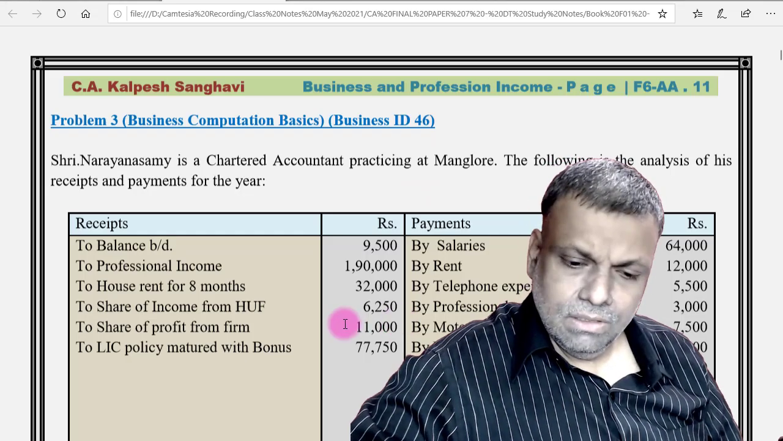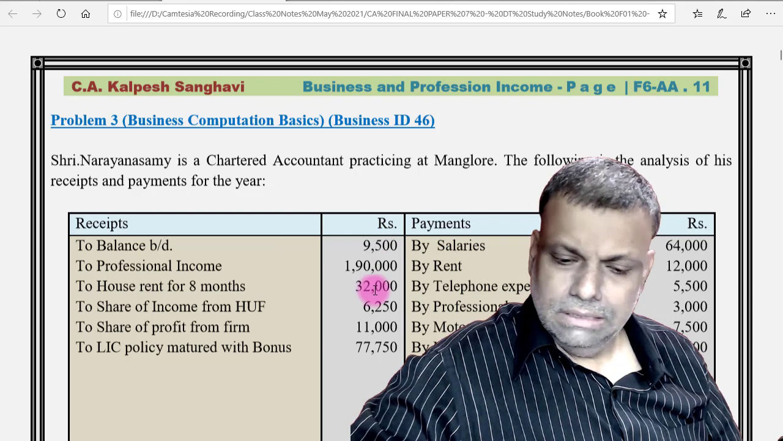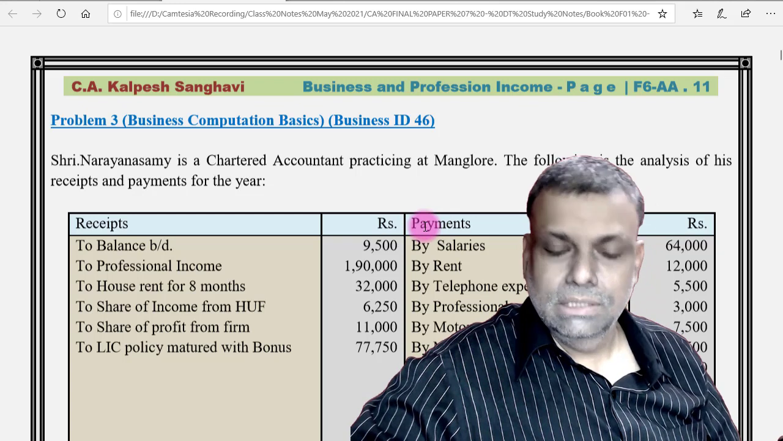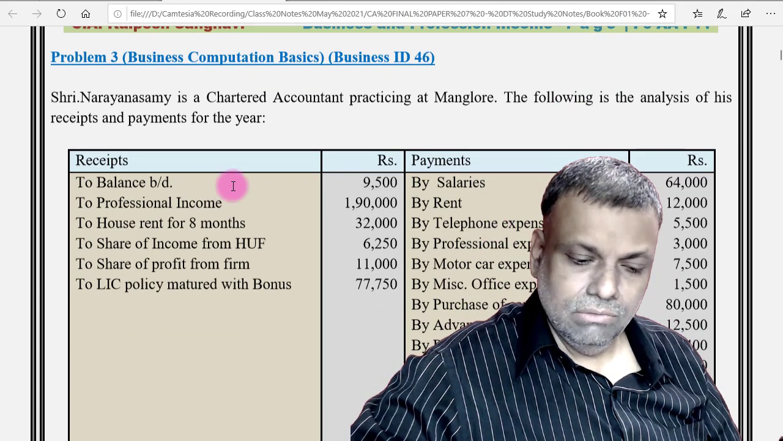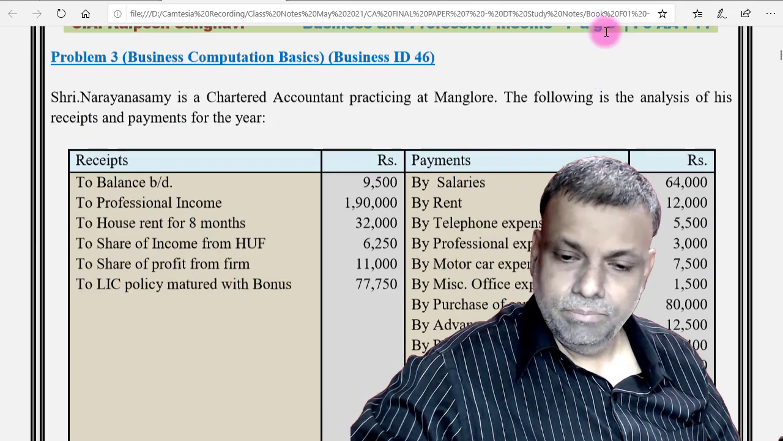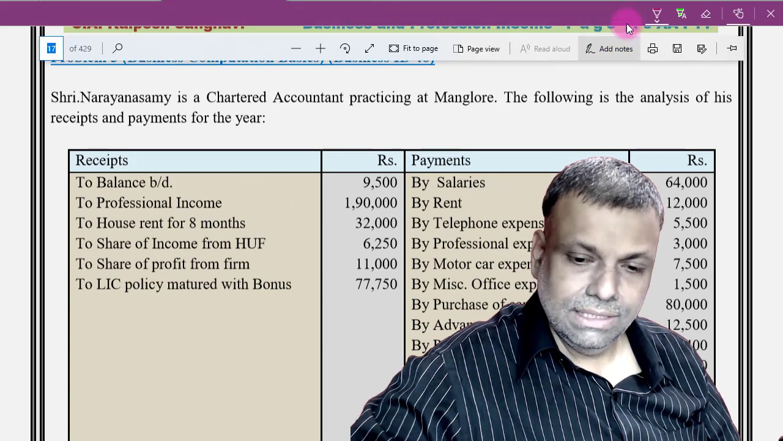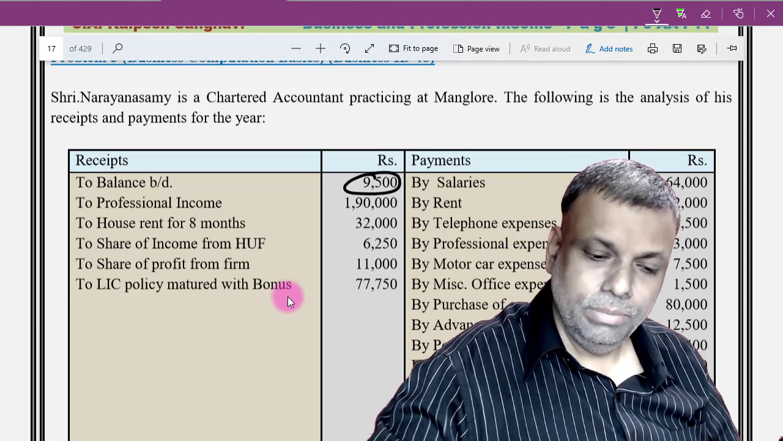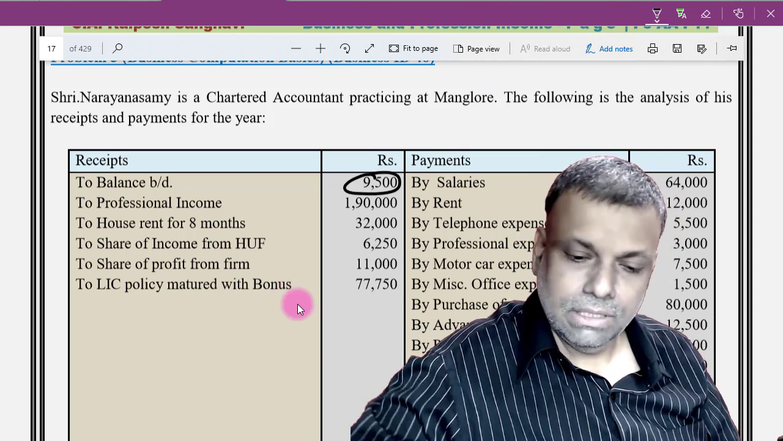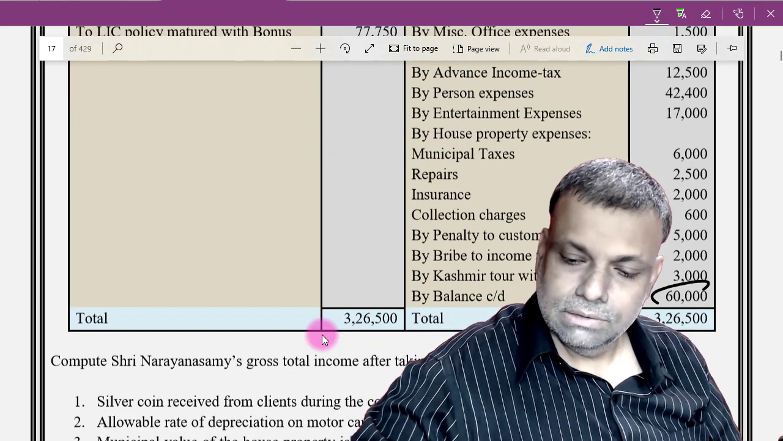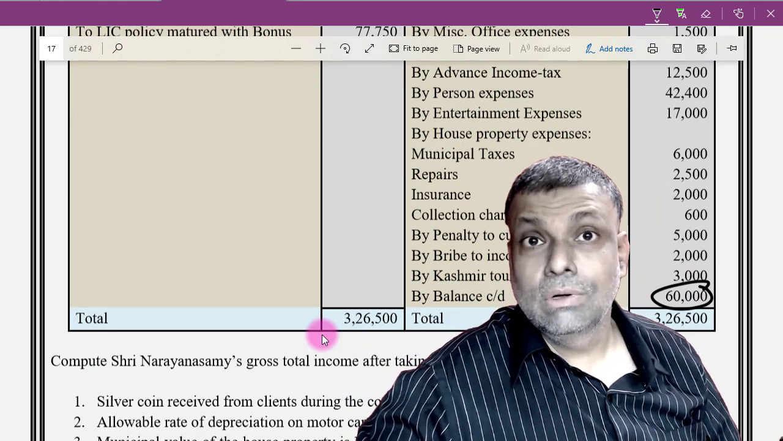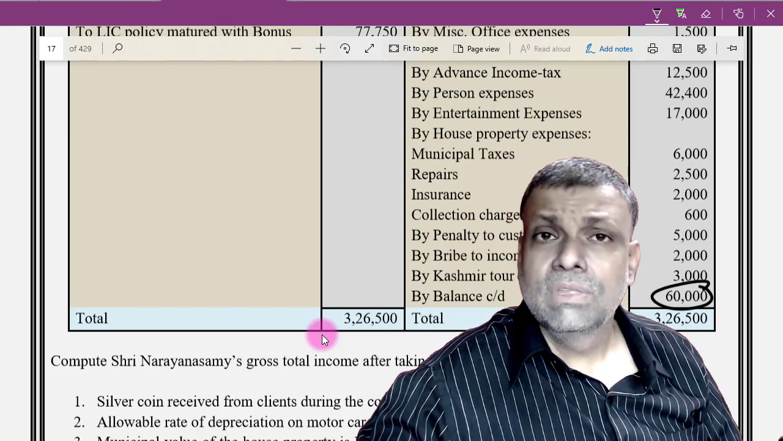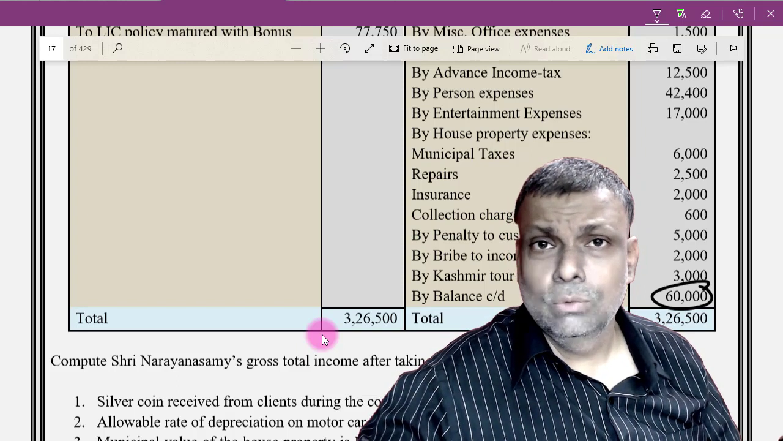Now friends, come to this particular question. In this question, Shri Narayan Swami is a chartered accountant practicing in Bangalore, and he has already given us all the receipts and all the payments. In the receipts and payments, he has given us the opening balance of the receipt and payment account and the closing balance. He has not given us a profit and loss statement. What he has given us is a receipt and payment account, and accordingly we have to answer it.